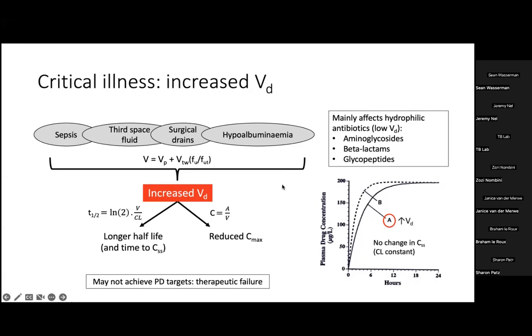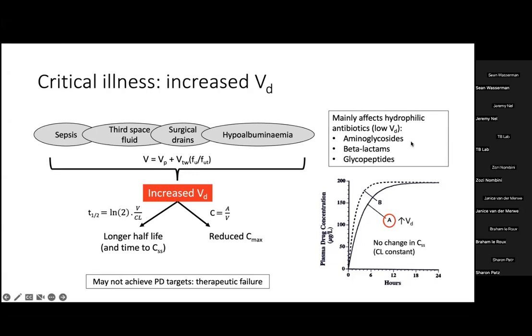So the concentration will go down as the volume of distribution goes up. This mainly affects hydrophilic antibiotics, those with a low volume of distribution to start off with in a physiological state, because you can imagine if you change those parameters, the drugs with a low volume of distribution will get affected much more than those with an already high volume of distribution.